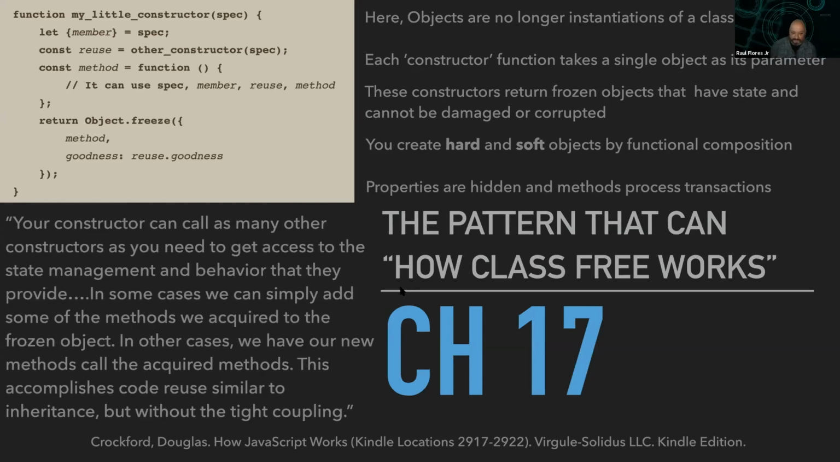To do a little more reading, I like the way he put it here. Your constructor can call as many other constructors as you need to get access to the state management or the behavior that they provide. In some cases, you can add some of the methods. In other cases, your new methods will use those acquired methods. Anyway, you're accomplishing a true reuse that's similar to inheritance, but without the tight coupling. So you have the hard objects defending the properties. So you have a true encapsulation, and I guess that would be polymorphism, right?